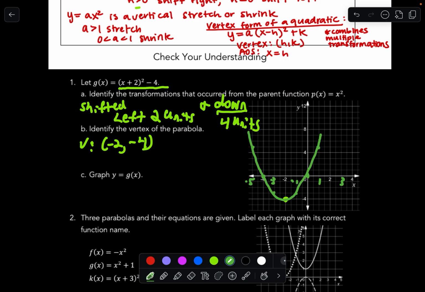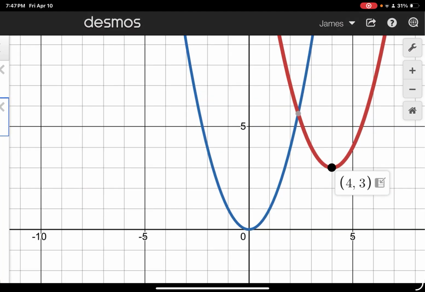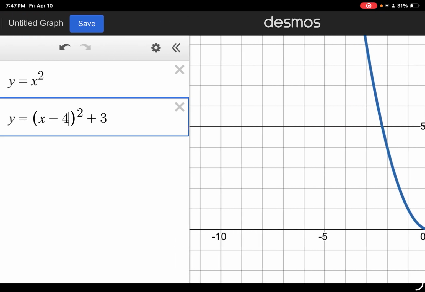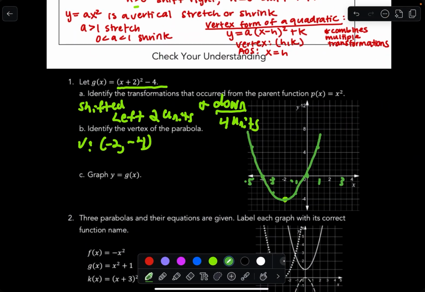And let's confirm that using Desmos. So it was x plus 2 minus 4. And there it is, to the left 2 and down 4, which is exactly how this looks. Okay?